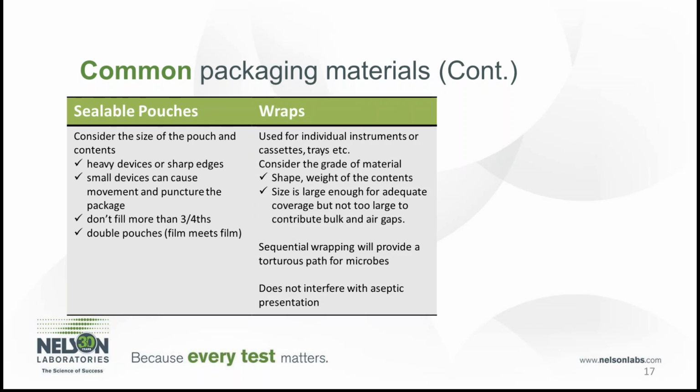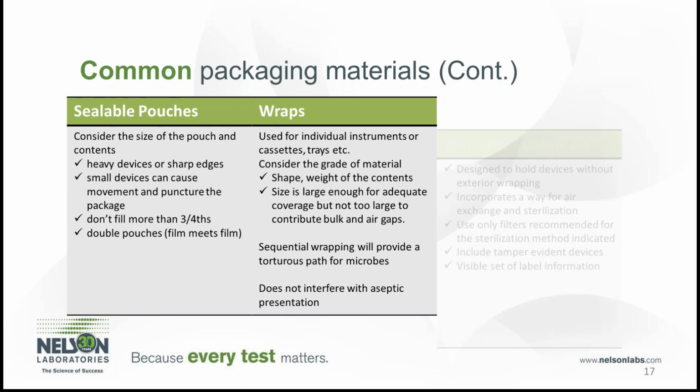Wraps are phenomenal for individual instruments or cassettes or trays. Things to remember with wraps is that they come in different sizes, grades, or weights of the material, and so by selecting the appropriate sizes, grades, or weights of the material, you help with making sure that you don't have extra bulk when it's wrapped. That can create air gaps and cause problems with sterilization, that it's not too light, that the tray is too heavy so you rip through it. All things that need to be taken into consideration with wraps.